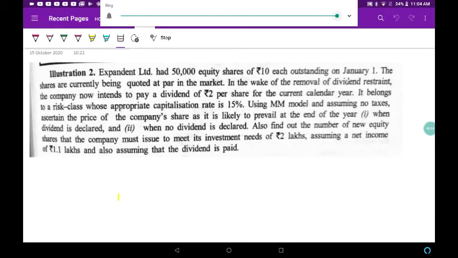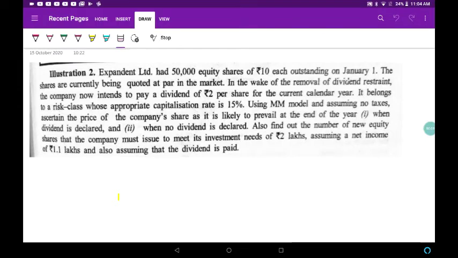In the last class we have seen what is the dividend theory and what is the first approach, the Modigliani-Miller approach in detail, and we have done one problem also. Today we are in the continuation of that. Let's see the problem now.